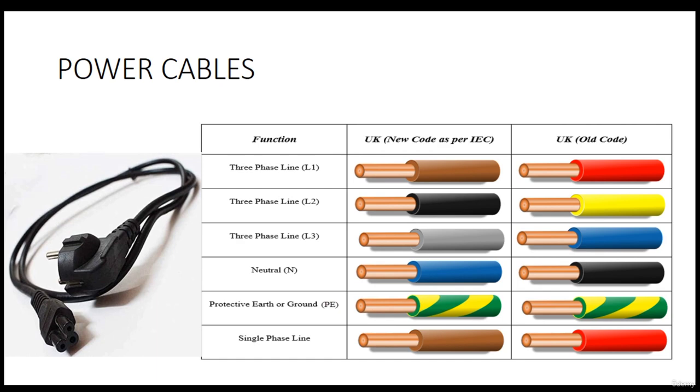According to these reasons, there is a color code. The color code for power cable is, as you can see here, line 1, line 2, line 3. That's the new code and that's the old code. Neutral, earth and single phase.